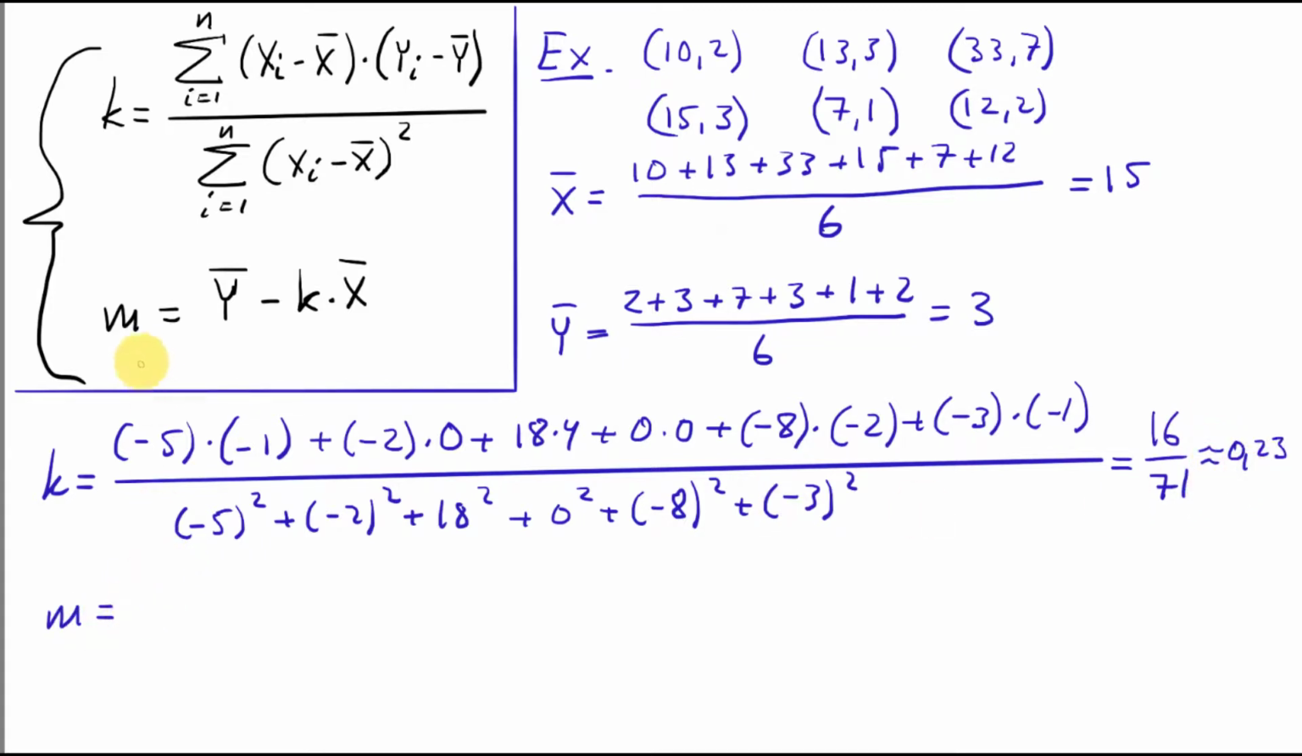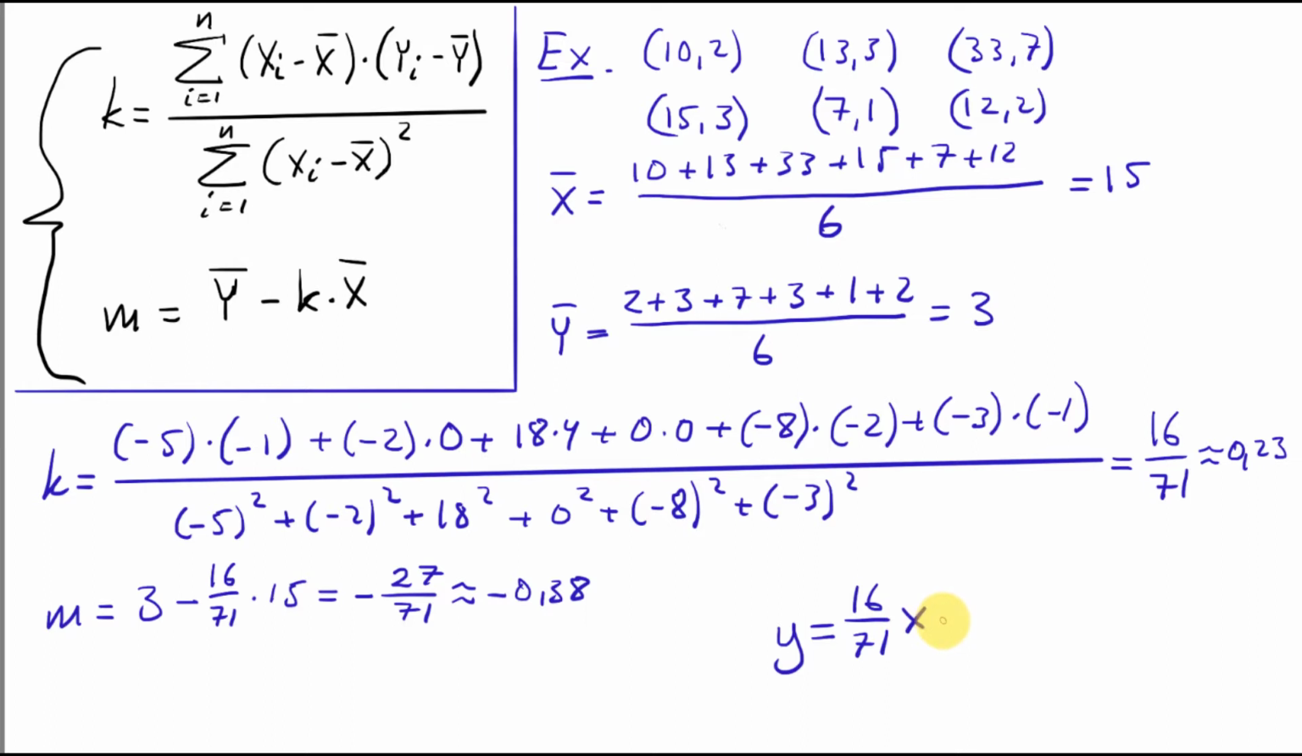Then we can calculate the intersection m, the mean 3, minus the k we just calculated, times x mean 15, giving minus 27/71, approximately equal to minus 0.38. Then we get our regression line. We take k, the slope is 16/71 times x, plus m, minus 27/71, or rounded off to 2 decimals, this one. So this is the regression line we are seeking. That's the straight line that best describes the data points.